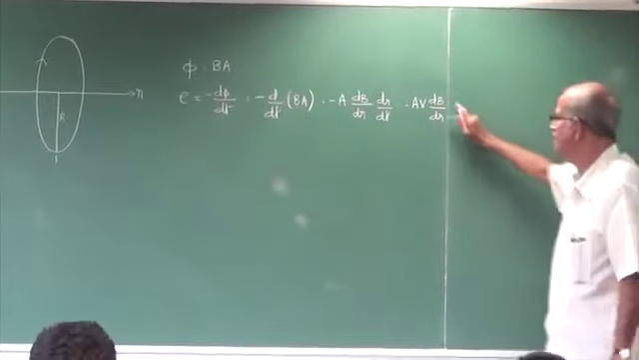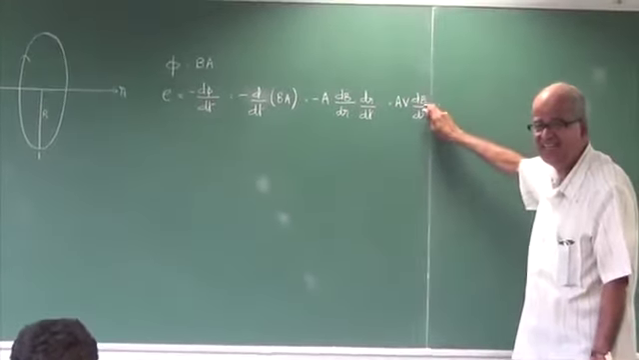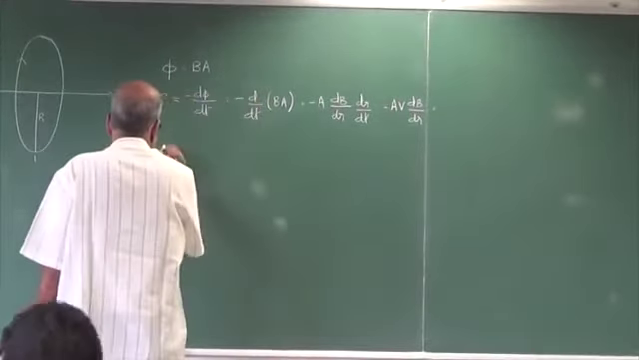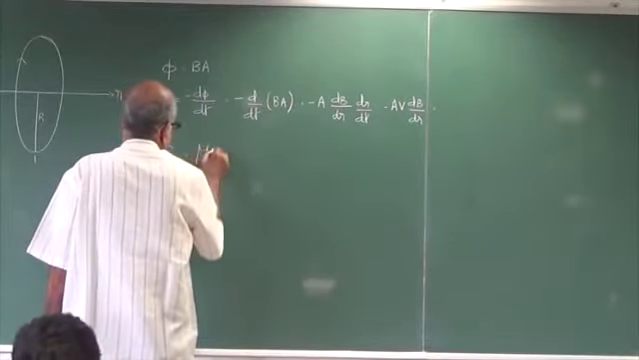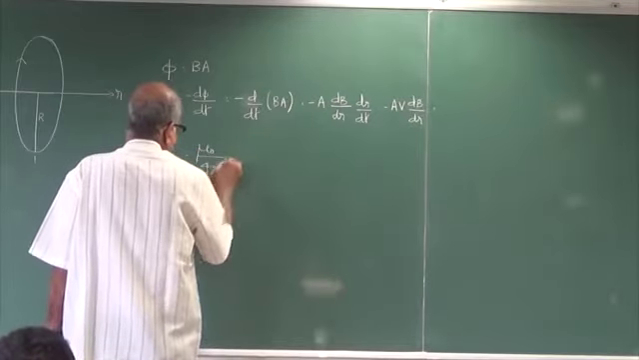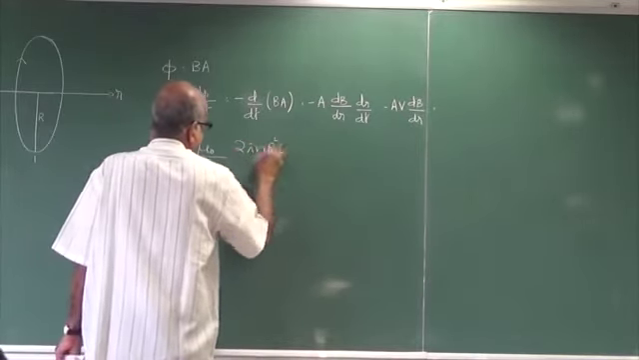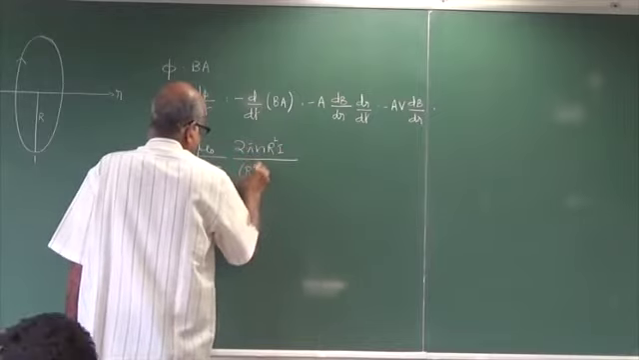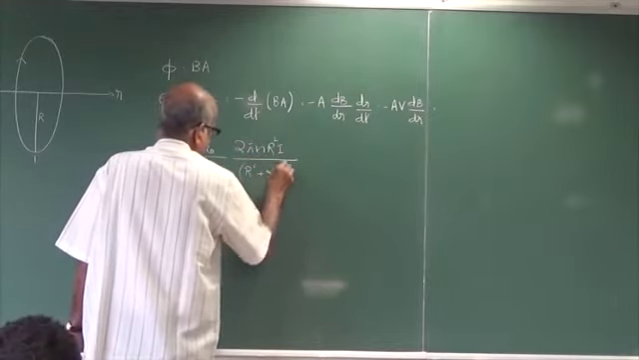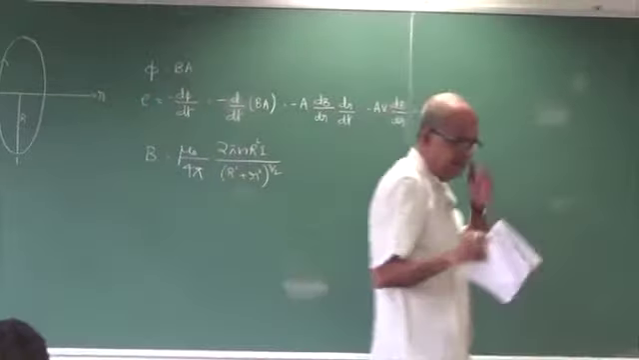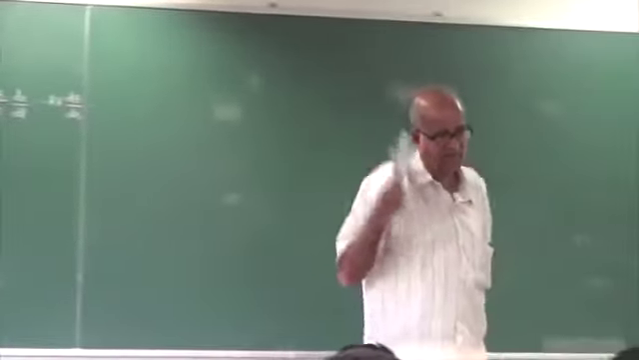So the problem now reduces to finding the B. What is B at the location of coil 2? You know the formula for that. Mu naught by 4 pi into 2 pi n R squared I by R squared plus small r squared raised to the power 3 by 2. Will you agree? We had derived it long back.